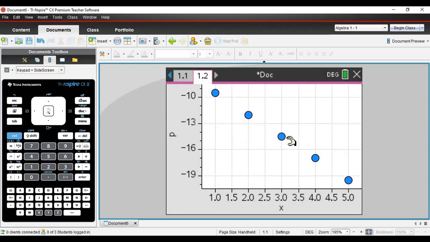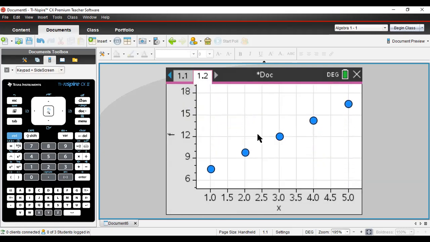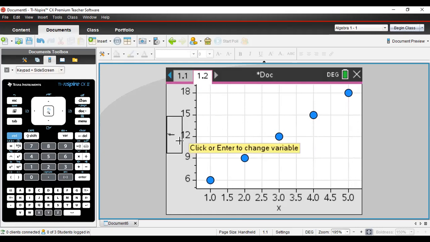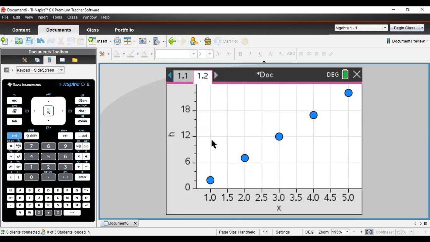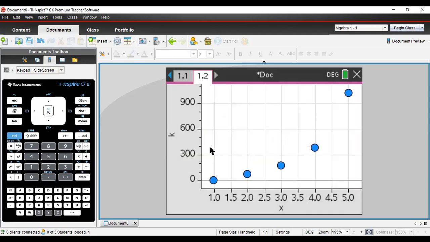And then let's look at the last one, p of x. Now, look, it's also a straight line, but this one has a decreasing slope or a negative slope. These other ones, this was linear, but it has a positive slope. And also, h of x is linear, and it also has a positive slope. But this is the answer right here, k of x.